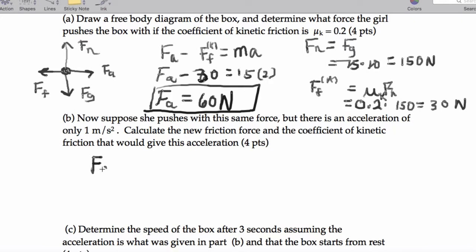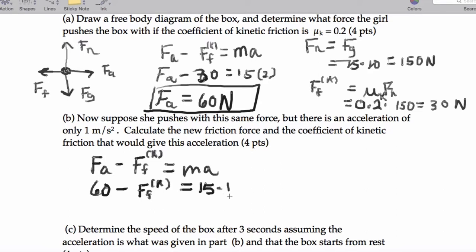So once again, we have the applied force minus the kinetic friction force, since it's moving, makes the mass accelerate. So 60 minus this new friction force makes our 15 kilogram object accelerate at 1 meter per second squared. So that means our kinetic friction force ends up being 45 newtons, but we want the kinetic coefficient of friction. So keeping in mind that our normal force is 150 newtons, let's get that coefficient of friction.